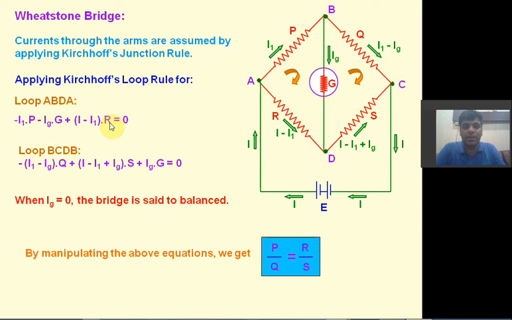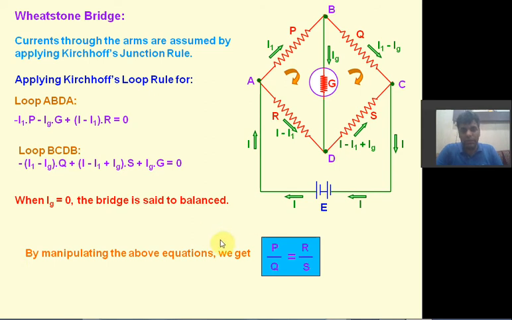minus I1 into R is equal to 0. Again here minus I1Q minus I1 into S is equal to 0, and then we divide these two equations, we get P by Q is equal to R by S. P by Q is equal to R by S.